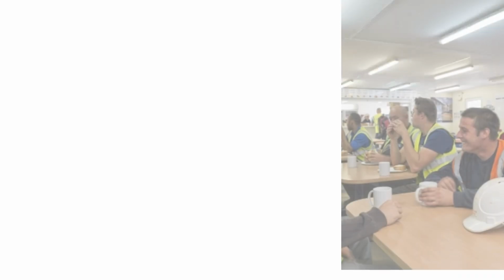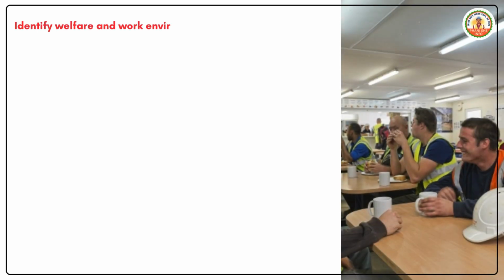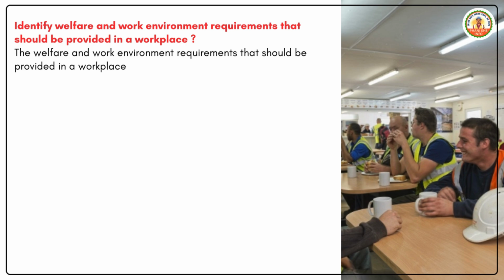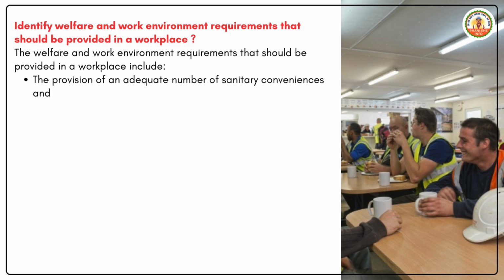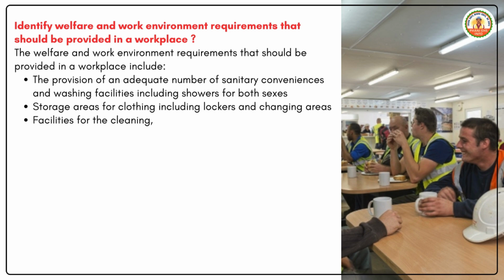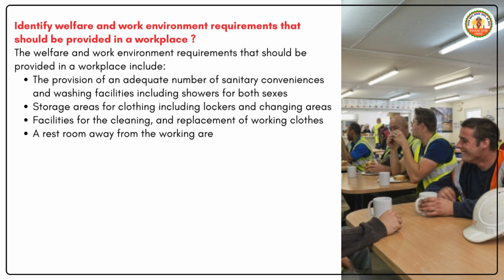Paper 1. Identify welfare and work environment requirements that should be provided in a workplace. The welfare and work environment requirements that should be provided in a workplace include the provision of an adequate number of sanitary conveniences and washing facilities including showers for both sexes. Storage areas for clothing including lockers and changing areas. Facilities for the cleaning and replacement of working clothes. A rest room away from the working area with the facility for taking food and drink.